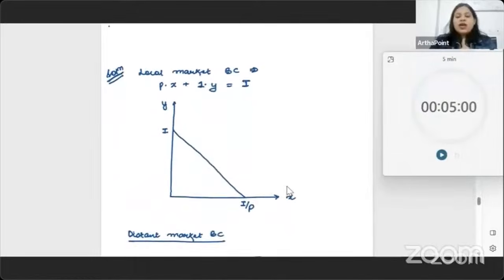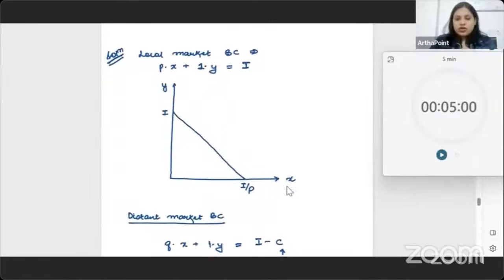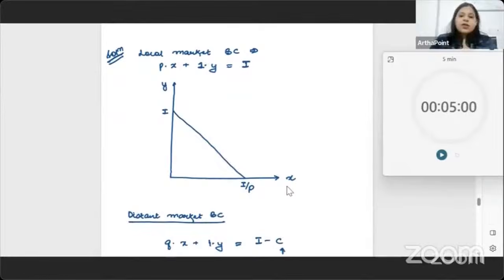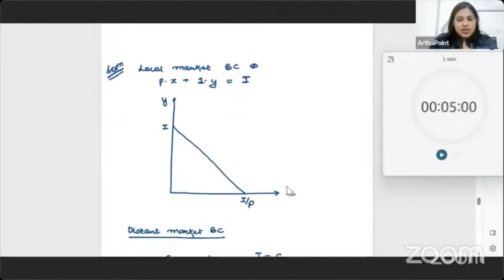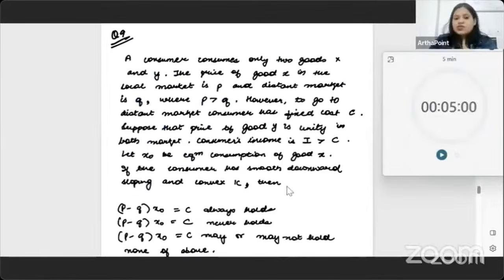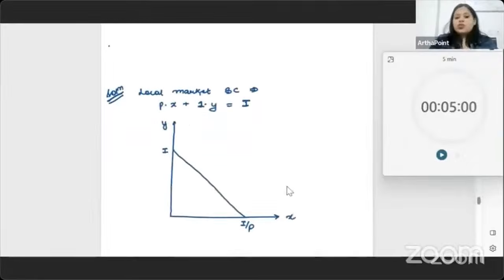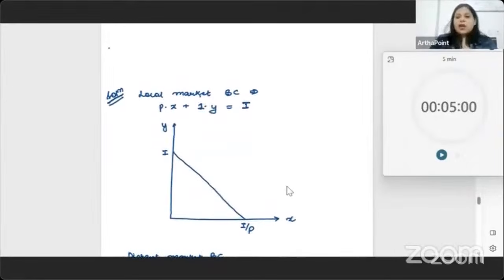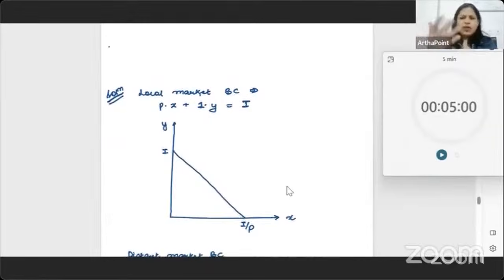Let us go ahead and write the budget constraint of the local market. For the local market, the budget constraint is what? Either it's good X or I'm spending on all other good Y. So P is the price of good X in the local market. This is what it says, right? So it is going to be P into X plus 1 into Y. The other good is the numeraire. 1 into Y is equal to the income of the consumer.